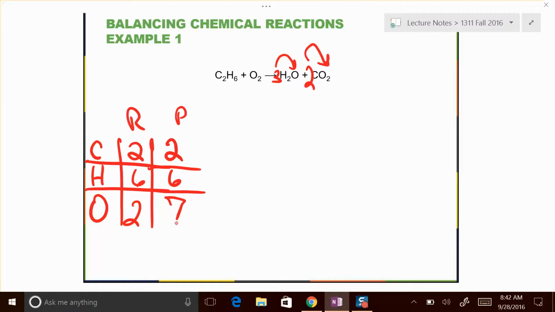Now I need to balance the oxygens. I have 2 on one side, I have 7 on the other side. That's okay, because what can I do? What number can I put in front of O2 to balance those oxygens? This is why I leave oxygen to the end. I can easily balance it now. What's the coefficient? 3.5, right? 3.5 times 2 gives me 7. But I can't keep it, right? So what do I do?